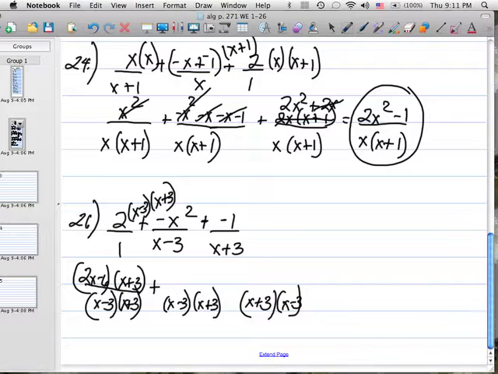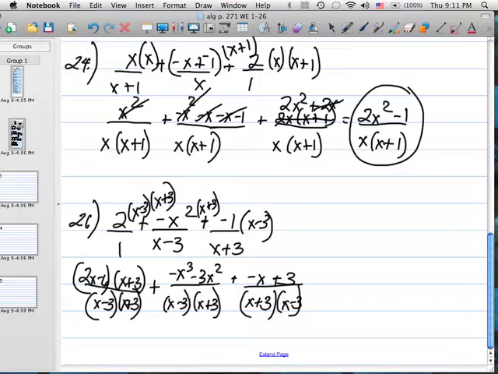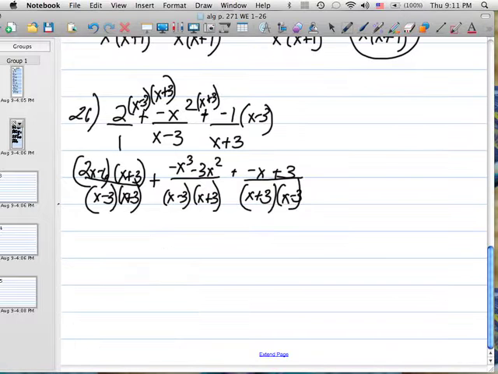And the second fraction is missing the x plus 3. So if we multiply that out, we get negative x cubed minus 3x squared. And the last one's missing the x minus 3. So if we times that by negative 1, we get negative x plus 3. Finishing the multiplication in the first fraction using FOIL, we get 2x squared. First term, outer term is 6x. Inner term is negative 6x. And last term is negative 18.